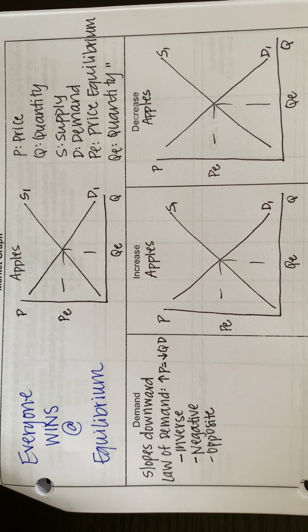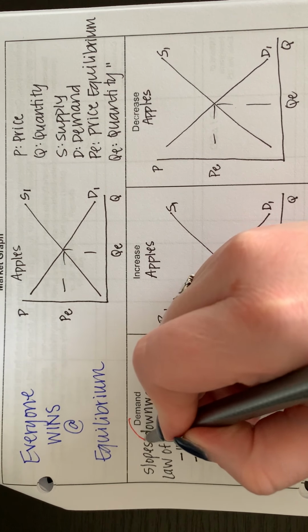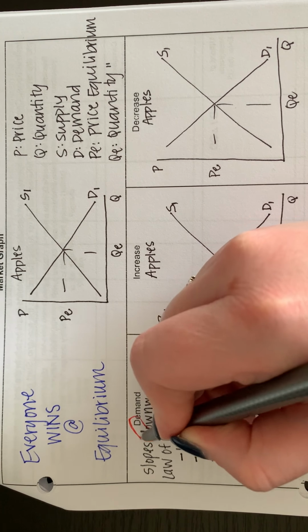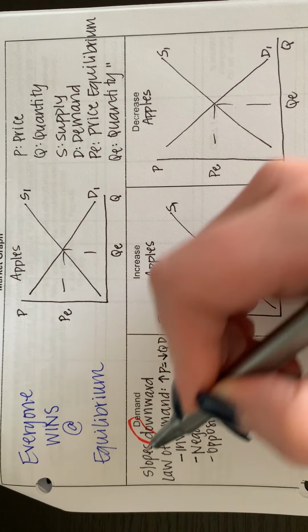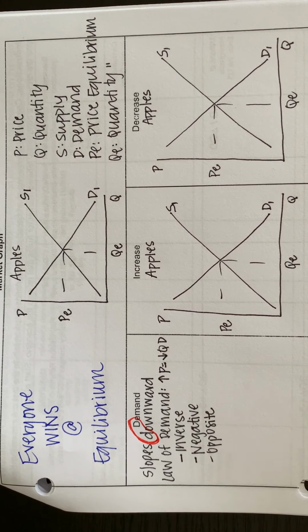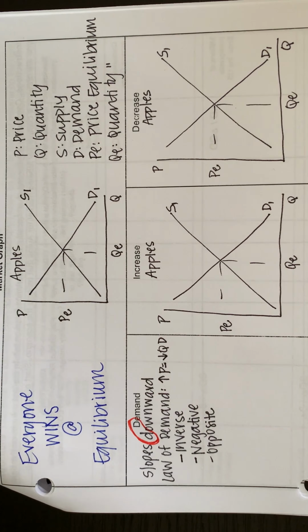So demand slopes downward. A great way to remember that demand slopes downward, if the law of demand is not sticking with you, is the D in demand and the D in downward match up. So D in demand and D in downward. So demand slopes downward.